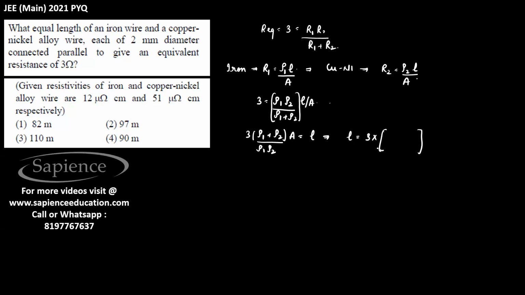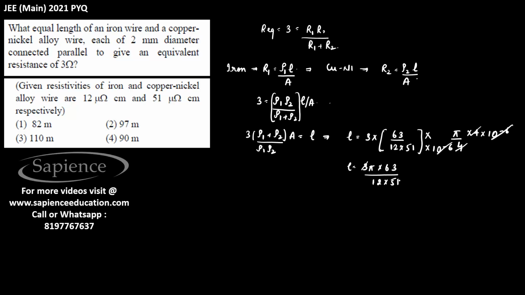Rho 1 plus rho 2 is 12 plus 51, that is 63, divided by 12 into 51, and micro 1 will be left, so it becomes 10 to the power minus 6. The area is pi by 4 d square, the diameter is 2 mm, so square gives 4, and mm square is 10 to the power minus 6. So the 10 to the power minus 6 cancels, and the 4 cancels. L will equal 3 pi into 63 divided by 12 into 51.